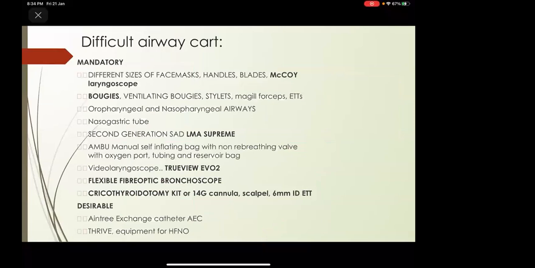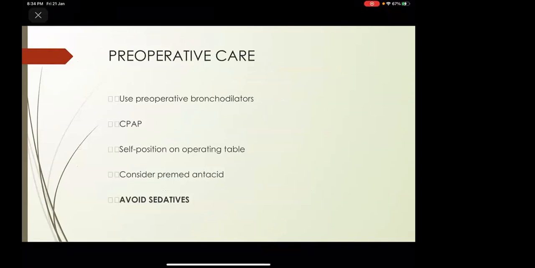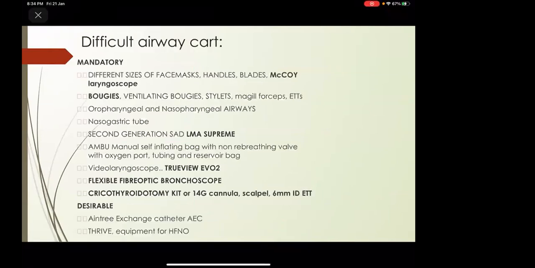I'll prepare the difficult airway cart and keep different sizes of face mask, handles, blades, McCoy laryngoscope, bougies, especially ventilating bougies and stilettes, oropharyngeal, nasopharyngeal airway, a nasogastric tube, second generation LMAs, either LMA Supreme or LMA Fast Track or ProSeal, then an AMBU video laryngoscope. One available with us is TrueView EVO2. It is very good because it has an oxygen port through which you can give continuous oxygen, so the apnea desaturation time decreases. Flexible fiber optic bronchoscope and cricothyrotomy kit, but if it's not there, then a cannula, scalpel and a smaller ETT. If an airway exchange catheter is available and Thrive, then it's good enough.